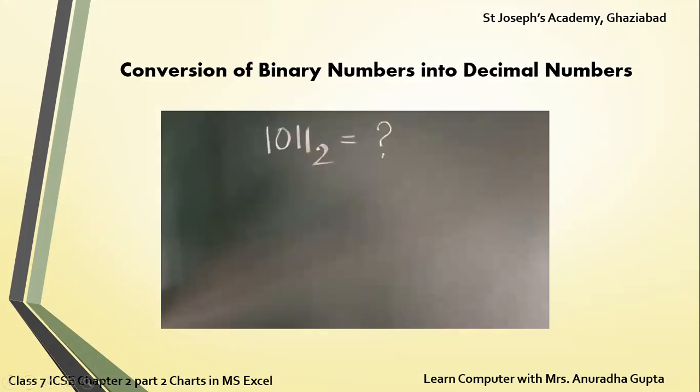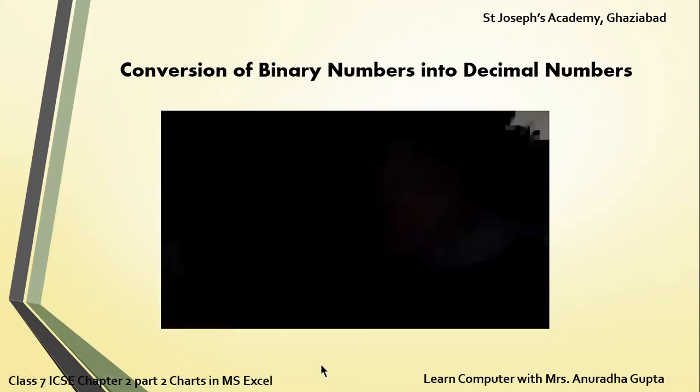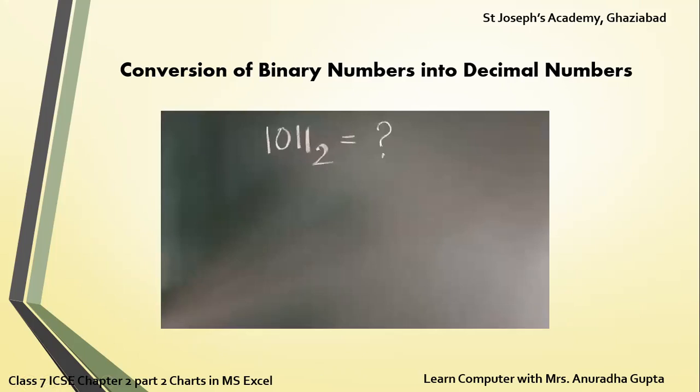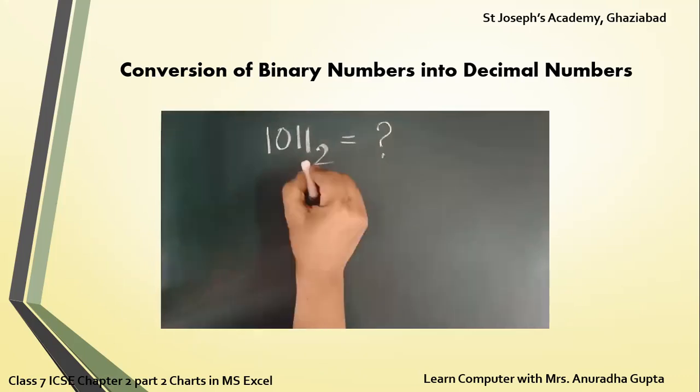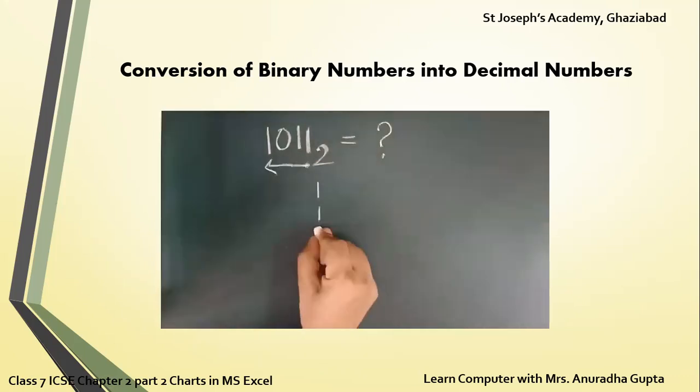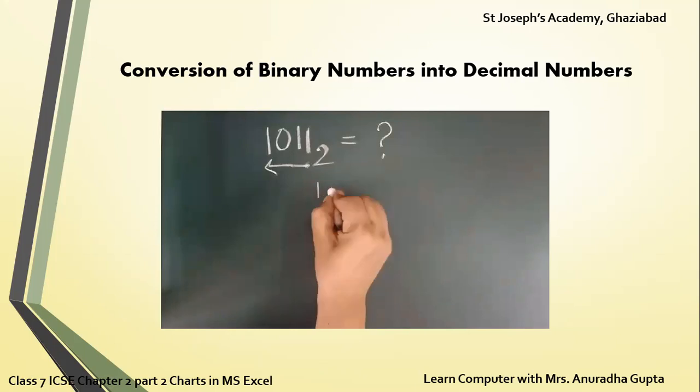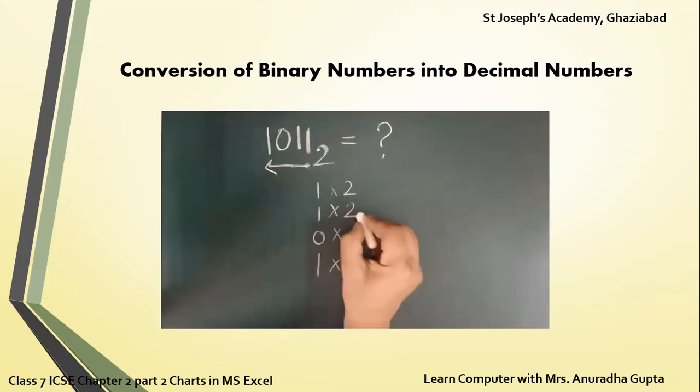Let's move to one more example to understand how to convert a binary number into decimal. In this example, we are going to convert 1011 into its decimal number system. So let's start. Here we write all the digits from right to left: 1, 1, 0, 1. Then we put the multiply sign. Then we write the base of the binary number system. The binary number system base is 2. Then we put the power of base 2.